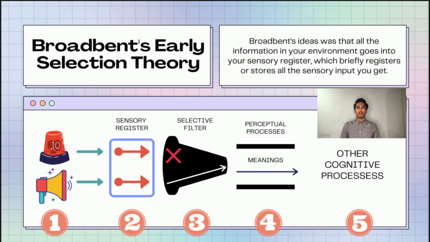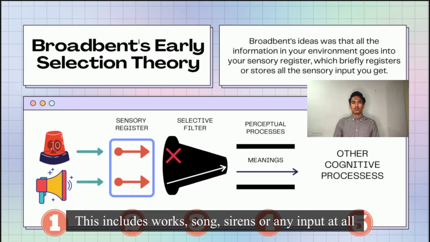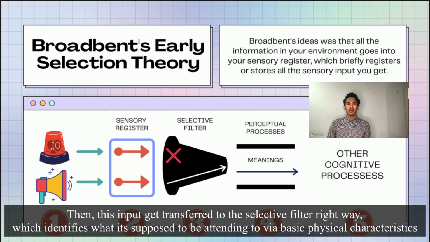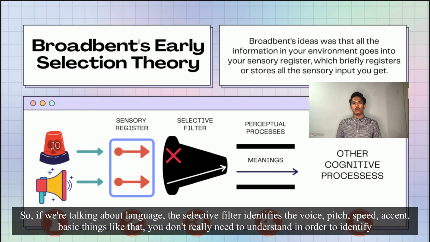Okay, Broadbent's early selection theory. Broadbent's idea was that all the information in your environment goes into your sensory register, which briefly registers or stores all the sensory input you get. This includes your work, song, sirens and any input at all. Then this input gets transferred to the selective filter right away, which identifies what it's supposed to be attending to via basic physical characteristics. So, if we are talking about language, the selective filter identifies the voice, pitch, speed and accents, basic things like that. You don't really need to understand in order to identify it.